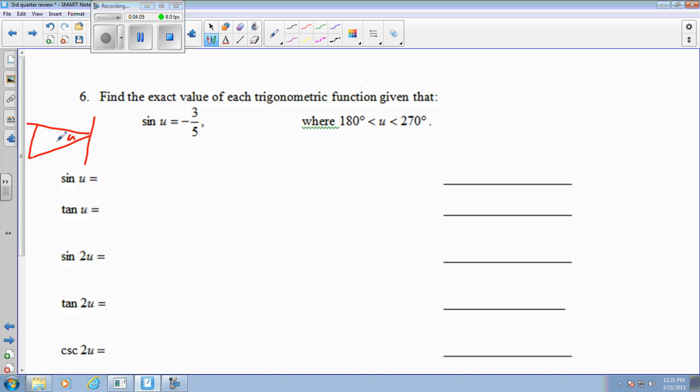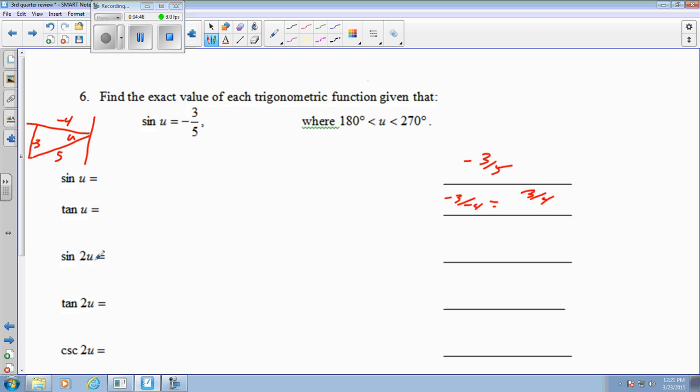And we know that the sine is the opposite over the hypotenuse. So this guy is -3, and the hypotenuse here is 5. And if I use my Pythagorean theorem, I know that this is going to be a -4 because we're going to the left. So let's find our cosine. Well, our sine is already here. Our tangent is going to be our opposite over our adjacent, so -3 over -4, which simplifies to just 3/4.